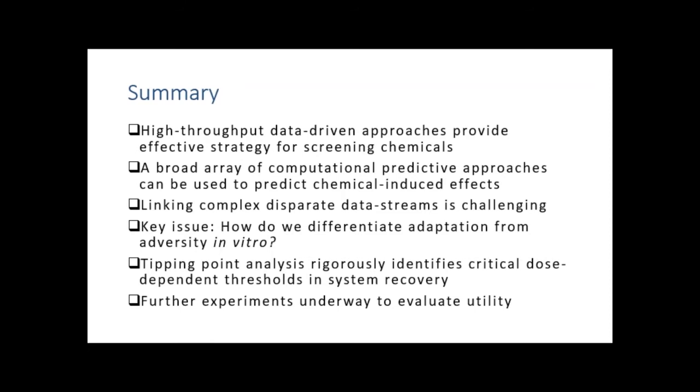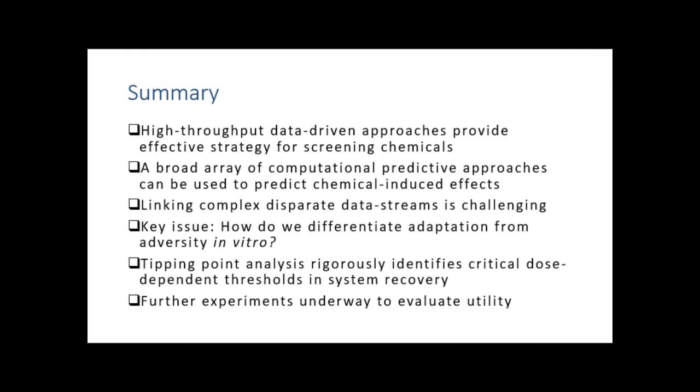Again, let me summarize quickly. I'm not sure this summary will effectively capture everything I've gone through. I tend to go off slide anyway, off the text. High-throughput data-driven approaches provide an effective strategy for screening chemicals. There are limitations, but we can screen and identify potential mechanisms. We have a broad array of computational tools. The machine learning caveat is that we need more data. Until we get more data, we have nearest neighbor methods.